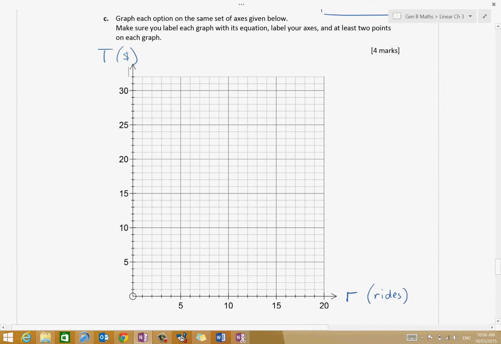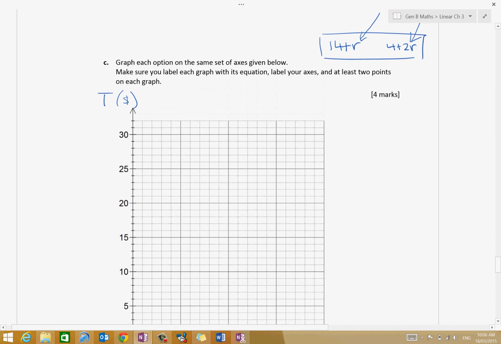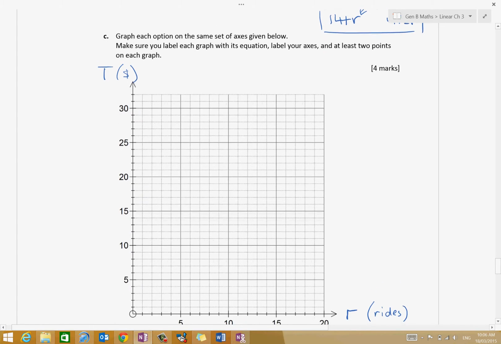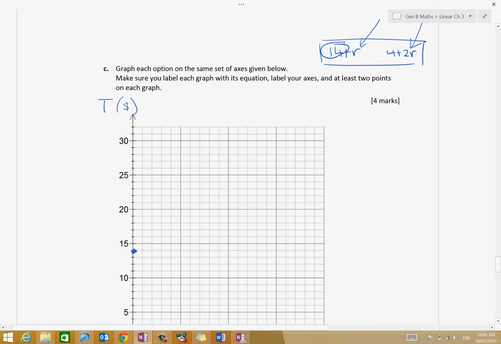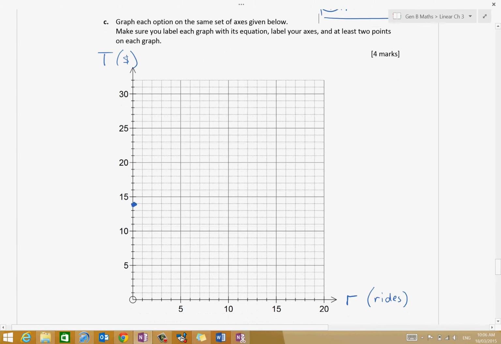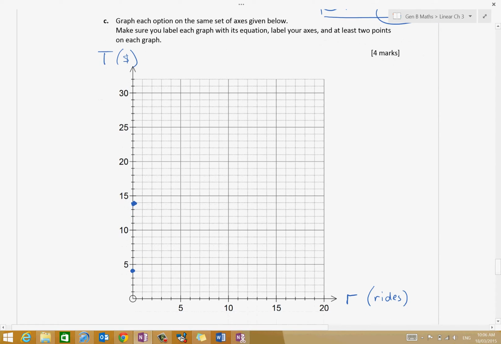Okay, so we've got two graphs. We've got 14 plus R. 14 plus R is equal to T, so that's going to be an intercept of 14 because y equals mx plus c, that is the y-intercept, isn't it? And you've got 4 plus 2R. Now, which of these has a greater slope? We certainly know that this one has a greater slope. So this one is going to go up, sort of like up here, where this one's sort of going to go across here or something like that.